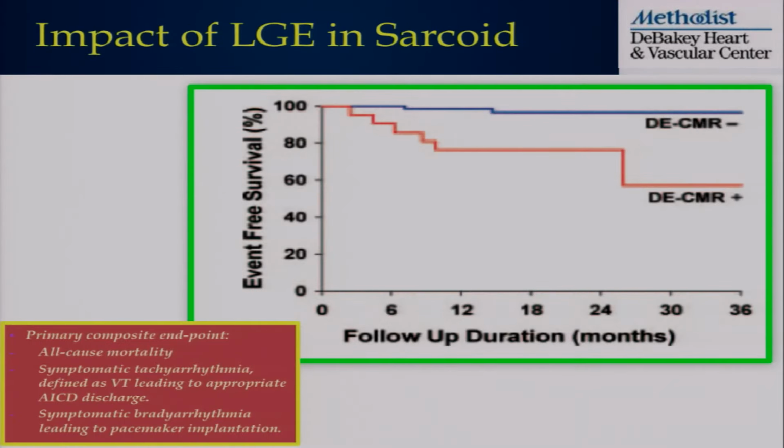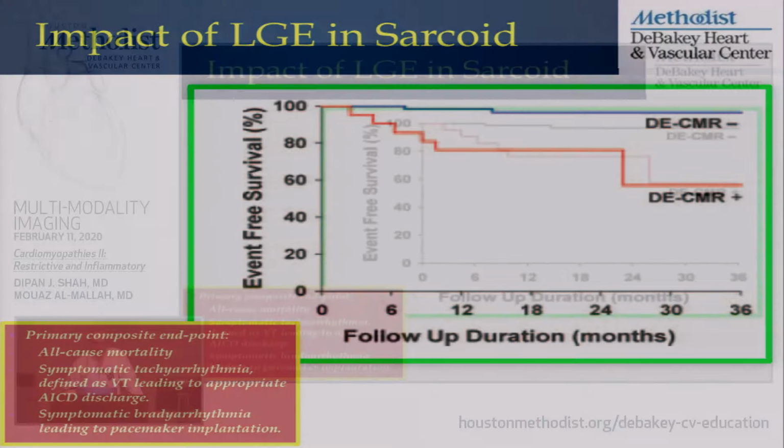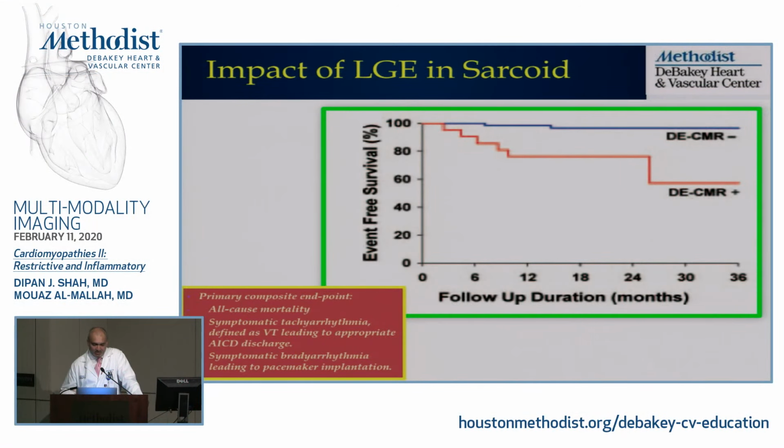And furthermore, what they found is if you looked at these patients with known extracardiac sarcoid, if there was no evidence of LGE in the myocardium, their event rate as far as arrhythmic events, bradycardic or tachycardic arrhythmic events, or death was actually very good, whereas those who had evidence of cardiac involvement by CMR had a much worse prognosis.